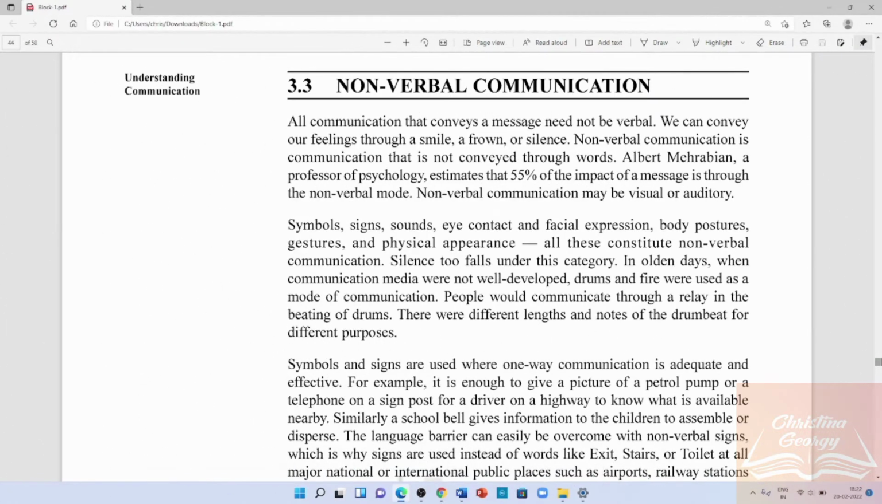Now let's focus on non-verbal communication as such. All communication that conveys a message, as we know, need not be verbal.